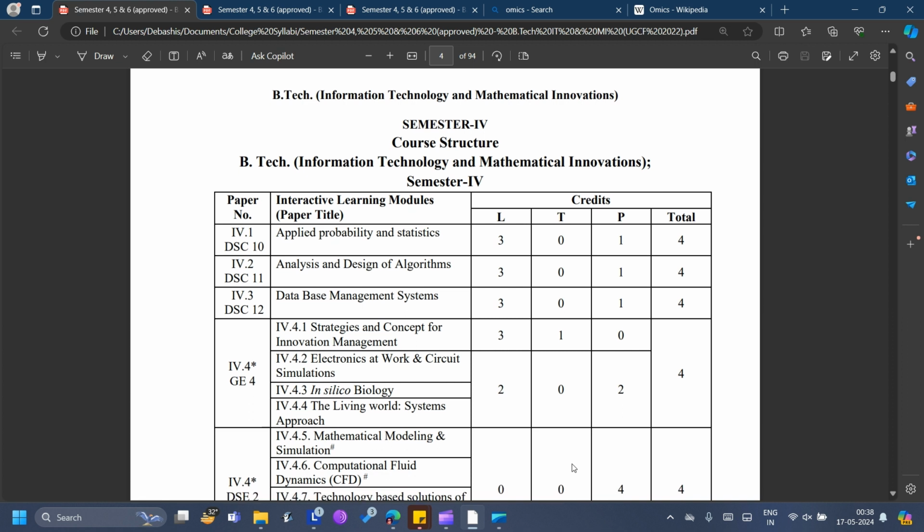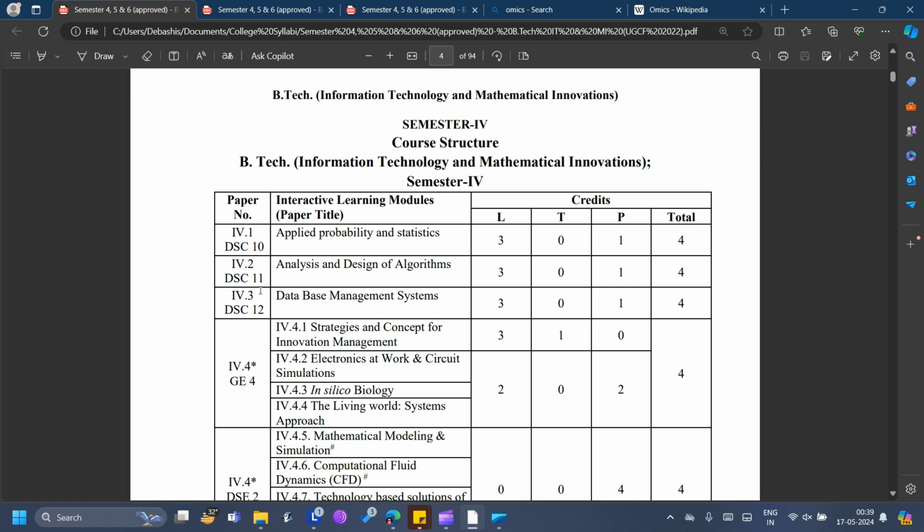So in semester 4, we have, now again, if you're not aware, I'll also suggest you watch the previous syllabus videos which I've uploaded. DSC means a discipline specific core course, which is a compulsory course which you have to study. And DSC 10, DSC 11, DSC 12, three compulsory courses for semester 4. You have applied probability and statistics. You have analysis and design of algorithms. The name is kind of reversed than what you usually see elsewhere. And we also have database management systems.